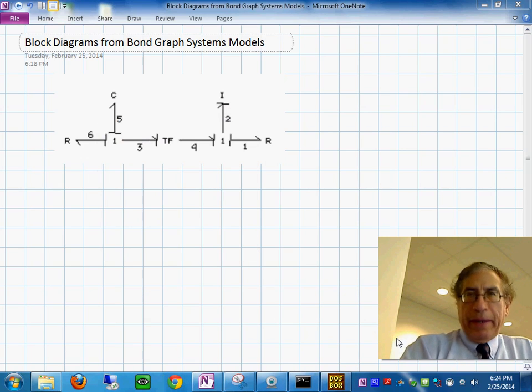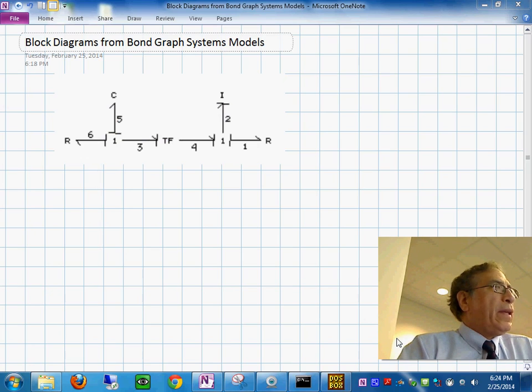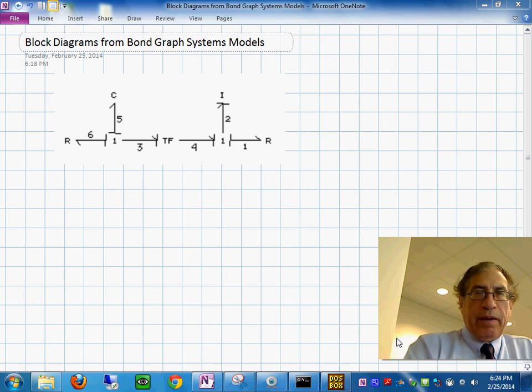We're going to look at building a block diagram of an entire system from a bond graph model. On the screen you see one that has a transformer element, and it has an I and R on the right hand side, a C and an R on the left hand side, and it has been numbered, and the causal marks and power flows are all indicated. So how do we build this block diagram from here?